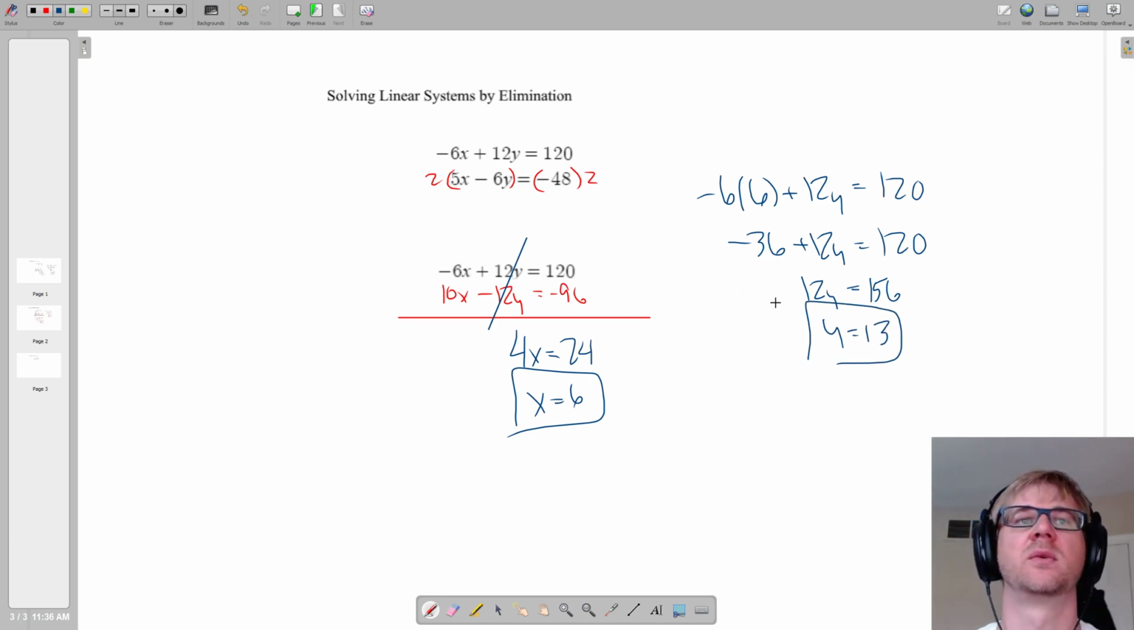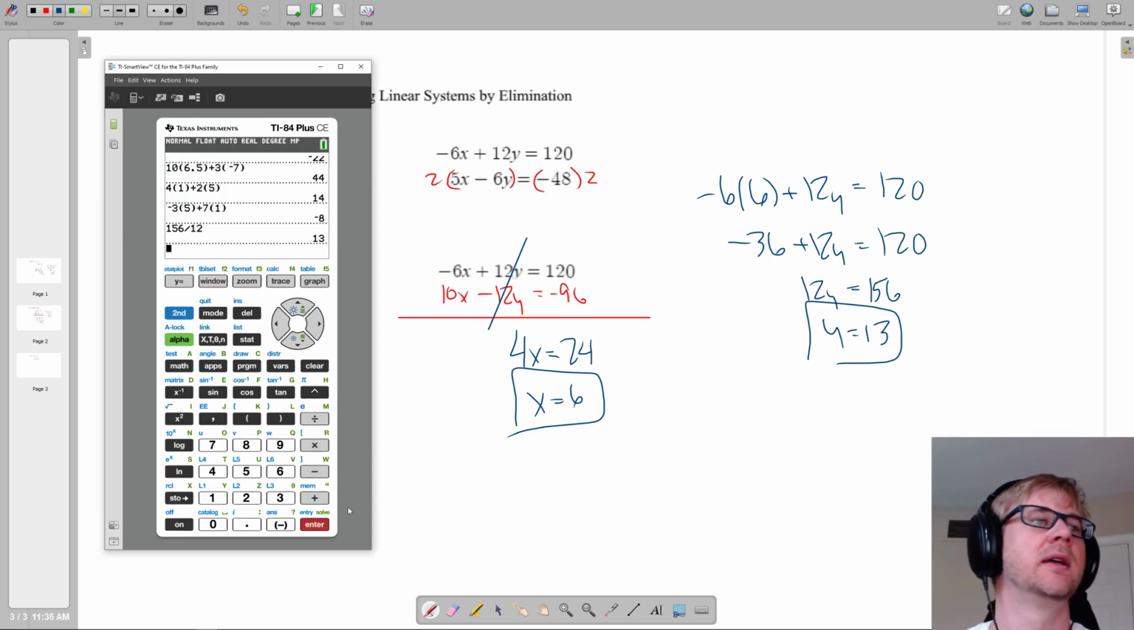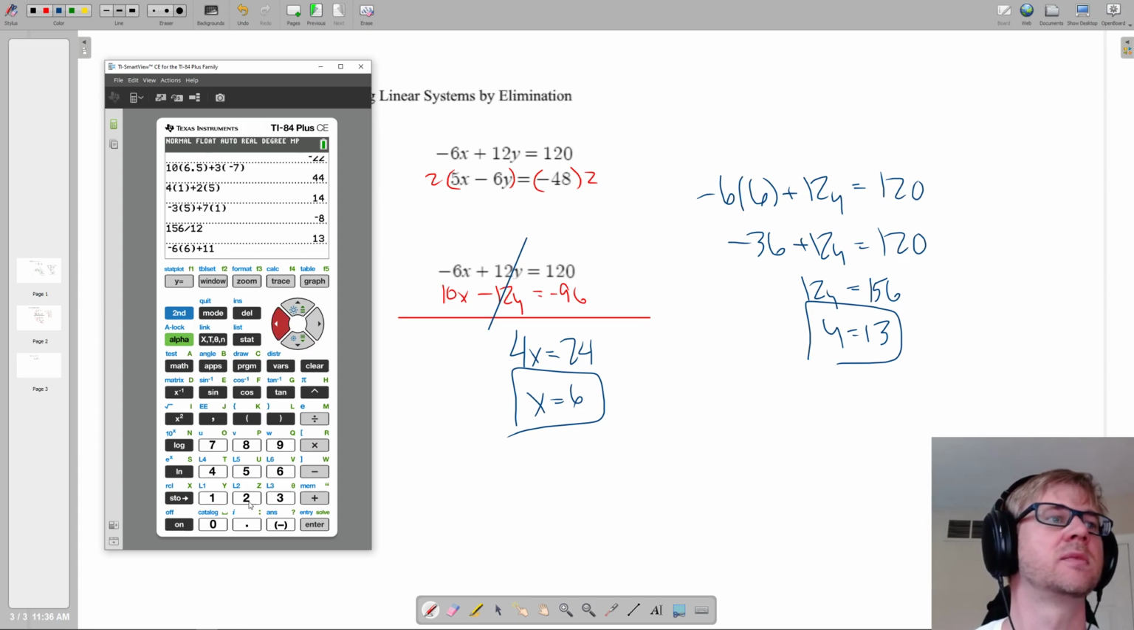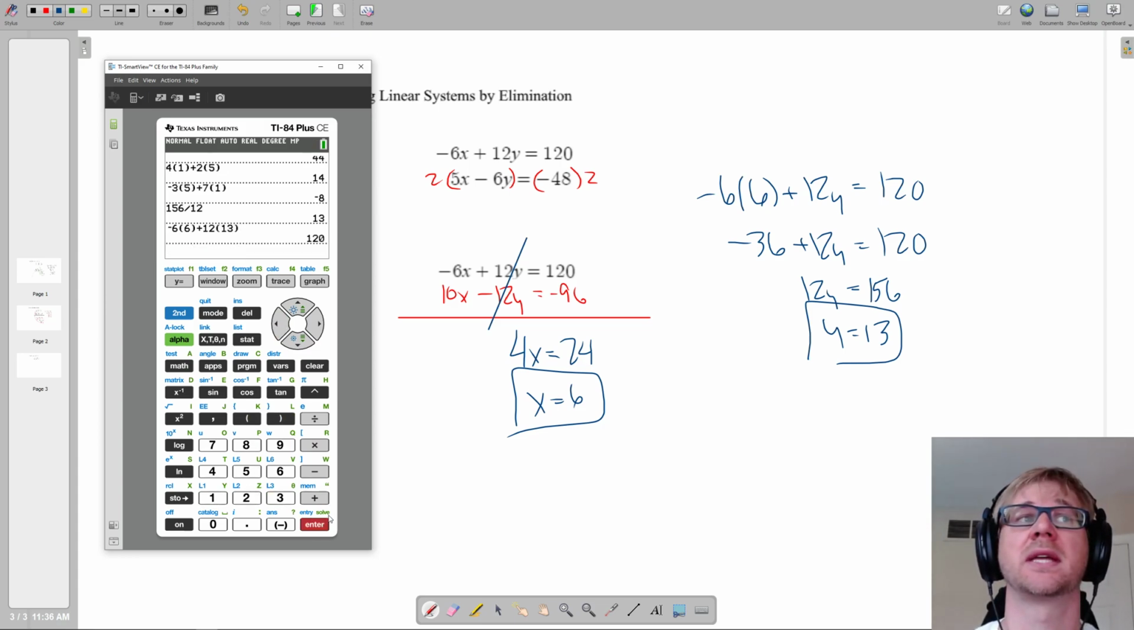Now we have x, we have y. Let's check it. Negative 6 times x is 6 plus 12 times y is 13. And you get, hopefully, 120. Yes. 5 times 6 minus 6 times 13. In the second equation, I should get negative 48. Yes, so I know I did it right.